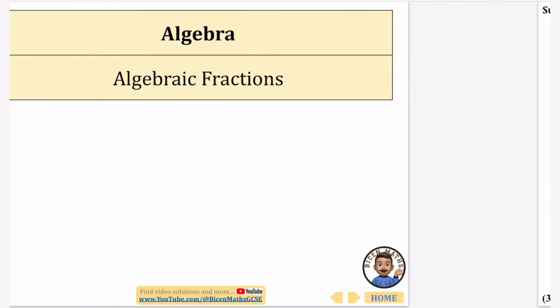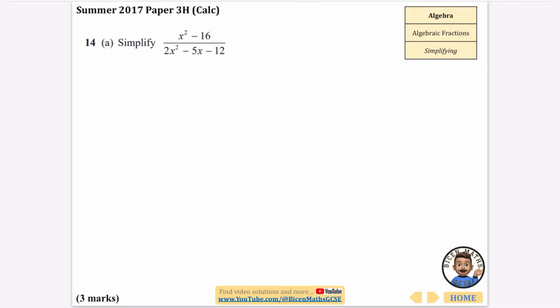Now, for algebraic fractions, there are tons of things to do with quadratics. So really, this is where quadratics are going to be coming in for this sort of stuff. It wants us to simplify this particular fraction that we've got here. And your key for this is always to do as much factorizing as possible.